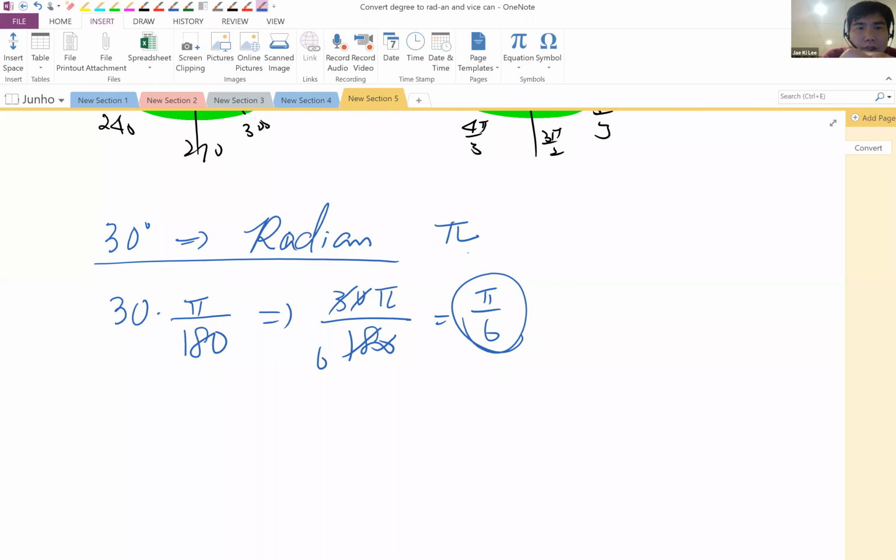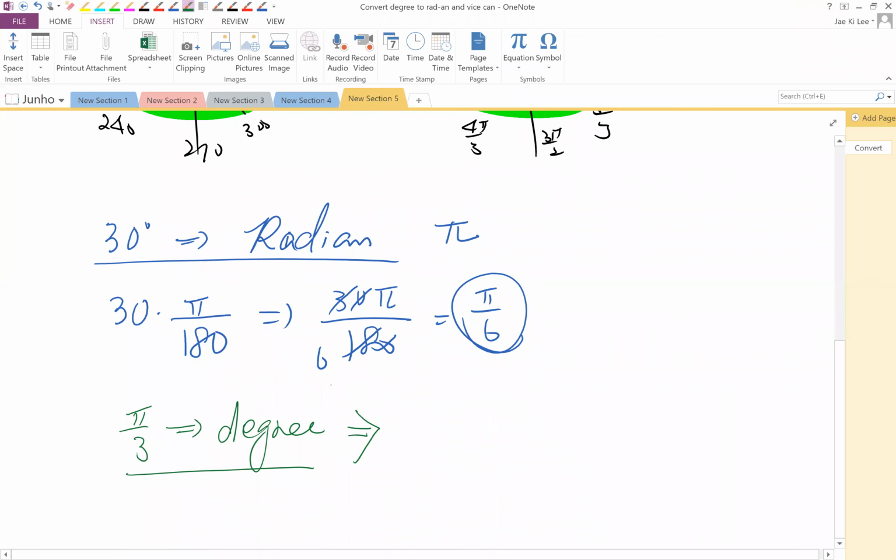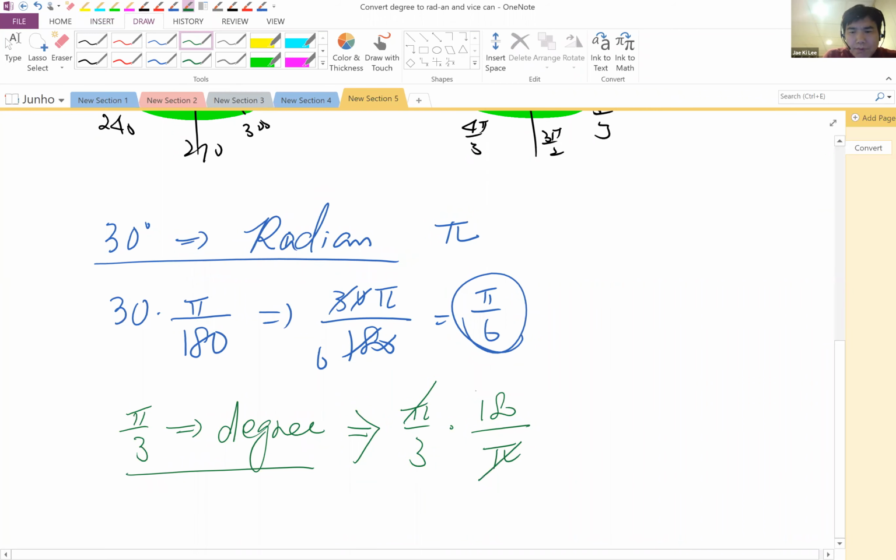Okay, I hope so. Then what about, I just give you pi over 3. How do we switch this to a degree value? Pi over 3 times 180 over pi, exactly. Then as you see, pi is gone, and then simplify this, it becomes 60. Make sense?